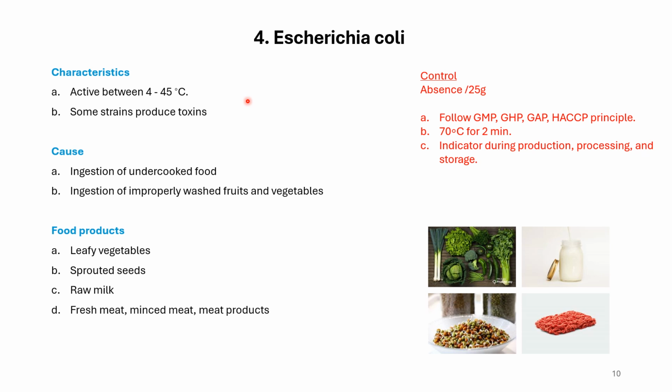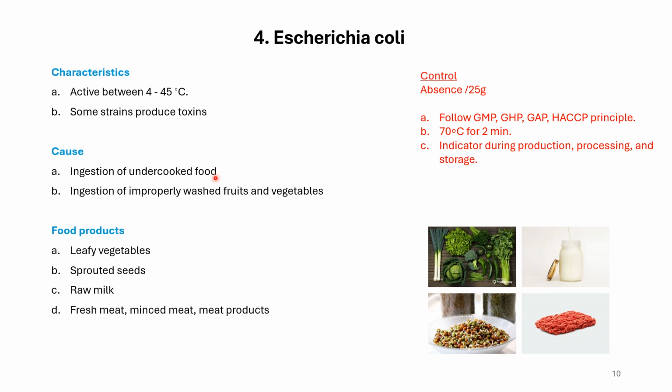Some of the E. coli strains can produce toxins. That's what I've written under characteristics of E. coli. And this organism is active between 4 and 45 degrees Celsius, meaning it can affect both products that are stored at normal room temperature and those stored in cold conditions. Now, what causes E. coli outbreak? If you ingest undercooked food, so any bacterial infection or food poisoning case can be a result of ingestion of undercooked food.